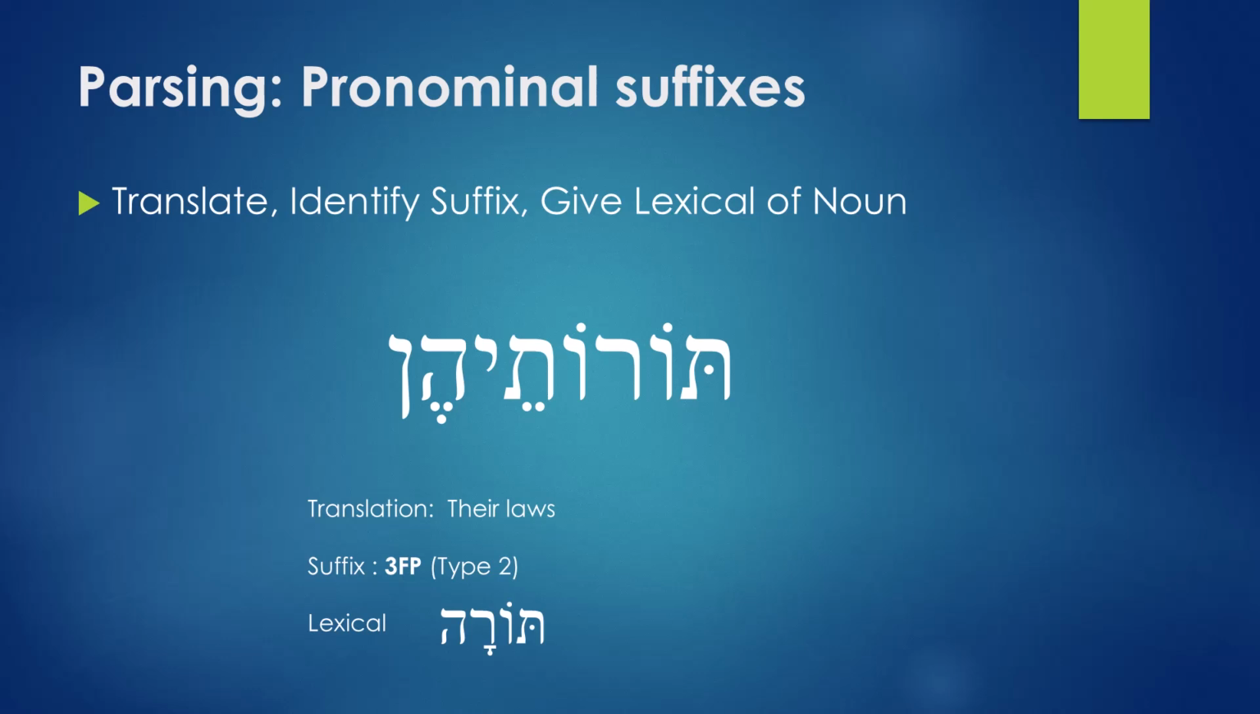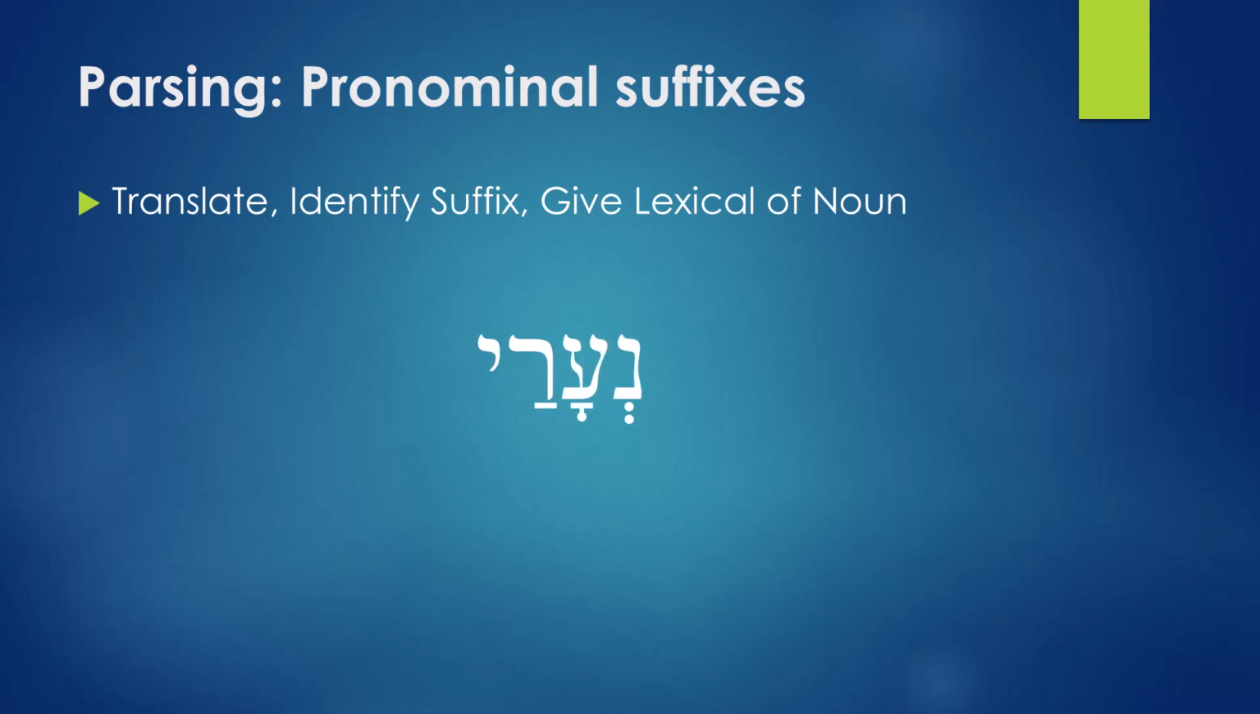So toroteihen. That ending, that suffix, hen, is coming from third person feminine plural. Third person plural is translated as their. So you have their laws. Torot means laws. So the suffix is third person feminine plural, type 2 suffix, coming from the word, the lexical form is Torah.